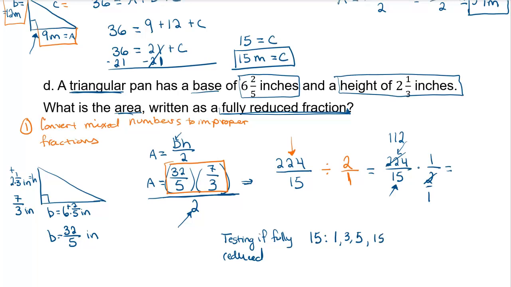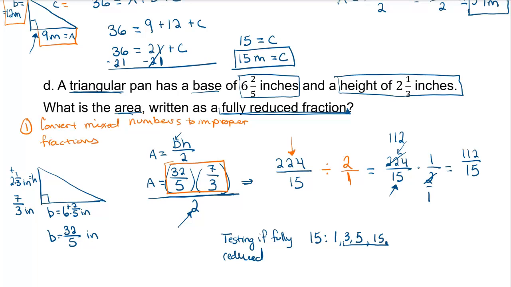So we only care about whether any of these numbers go into 112. I'll show you why that is in a moment. 1 is going to go into anything, so it doesn't actually impact anything. That's why I'm not testing that one. But let's do our 112, because we have 112 over 15, and we're trying to see if anything can be reduced out.